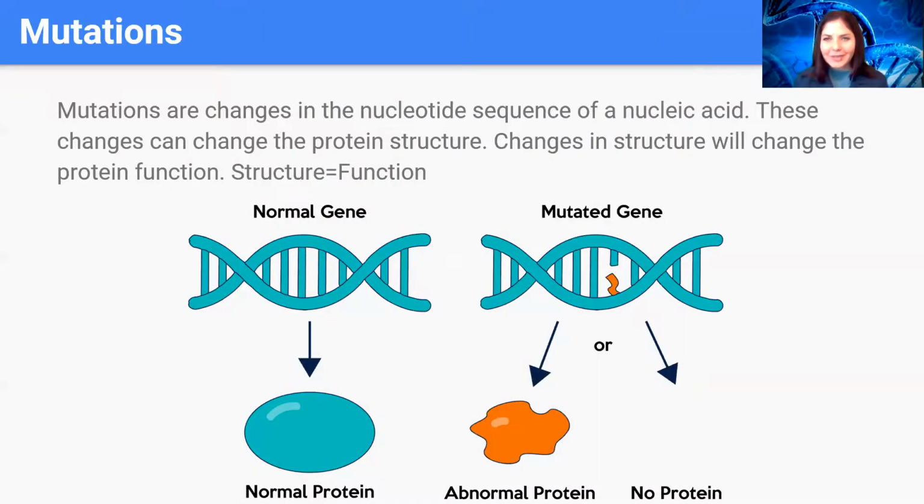So sometimes mutations occur. Nothing can be perfect 100% of the time. So sometimes we get mutations in the sequence, and these are changes in the nucleotide sequence of a nucleic acid. Sometimes they can be good. Most of the time, they're either bad or they're silent. And these changes can cause a change to the protein structure. Now, if we change the structure of something, most of the time, it's going to change the function. Every once in a while, it makes the function better, but most of the time, it makes the function worse, or it renders it completely nonfunctional.